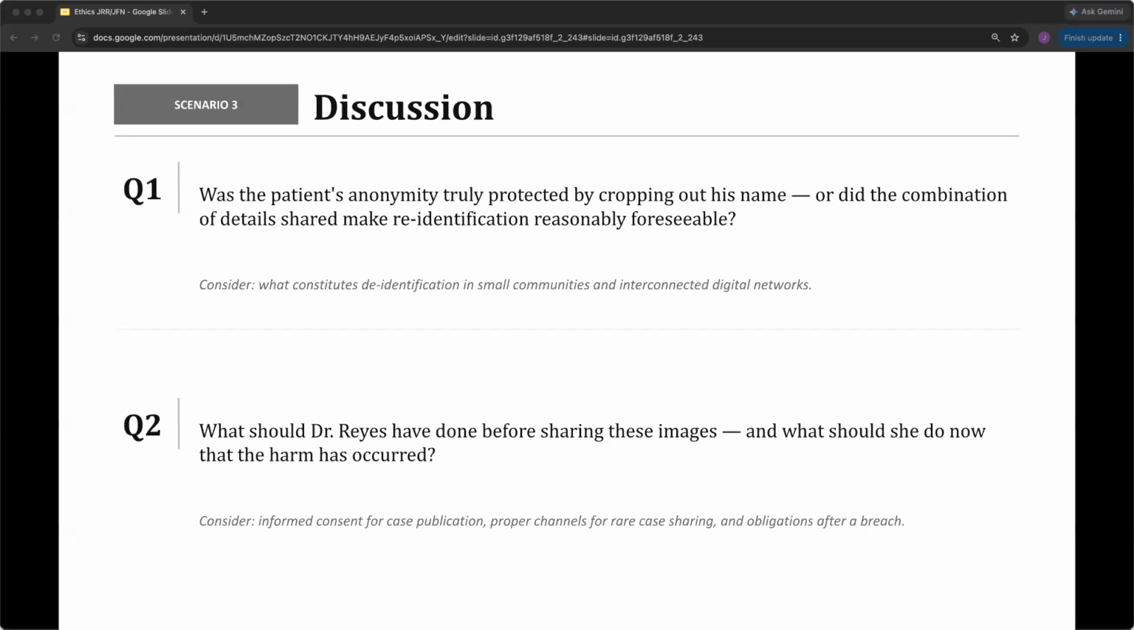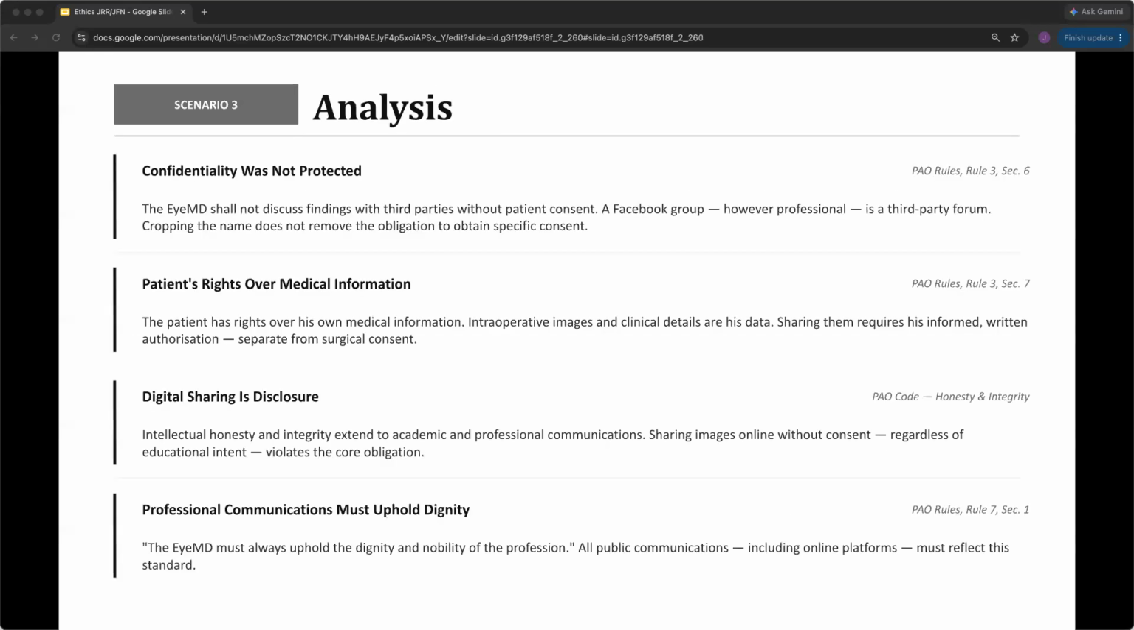Second, what should Dr. Reyes have done before sharing the images, and what should she do now that the disclosure has already occurred? Should explicit patient consent have been obtained before posting the case? Would a different venue for teaching or discussion have been more appropriate? How much information was actually necessary to achieve the educational purpose of the post? And now that the patient has been identified, what responsibilities does Dr. Reyes now have? Is deleting the post enough? Should the patient be informed? Should the institution be notified? Are there additional steps needed to address the breach and prevent similar incidents from happening in the future? And with that, we proceed to the analysis.